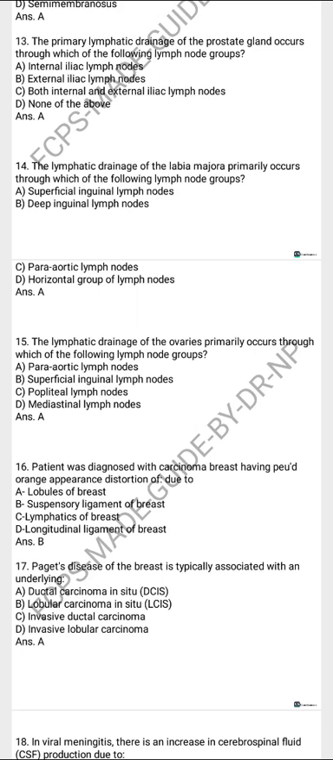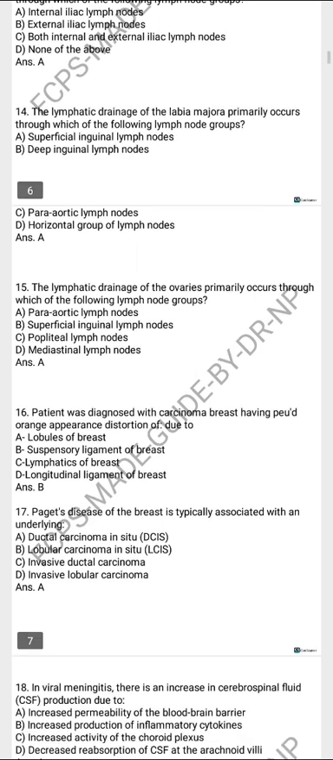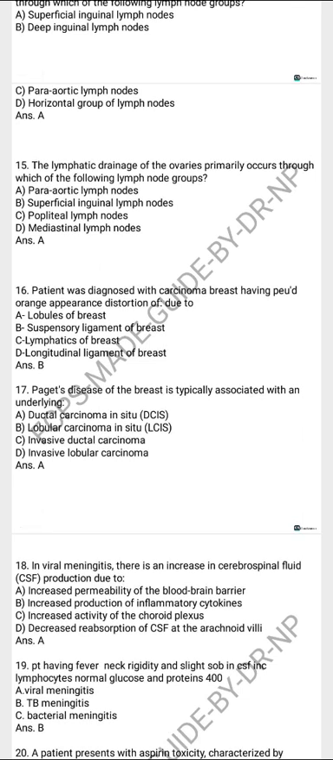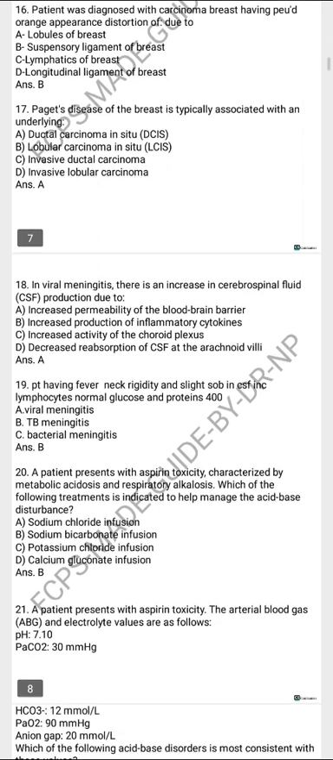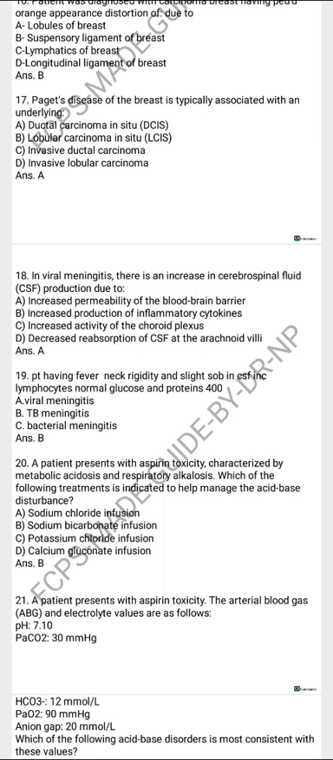The patient was diagnosed with carcinoma of the breast having a peau d'orange appearance. This is the distortion of the suspensory ligament of the breast. The comedo type of the breast is typically associated with ductal carcinoma in situ. In viral meningitis, there is an increase in CSF production due to increased permeability of the blood-brain barrier. The patient having fever, neck rigidity, and shortness of breath, with CSF showing increased lymphocytes, normal glucose, and proteins 400, has tuberculous meningitis.